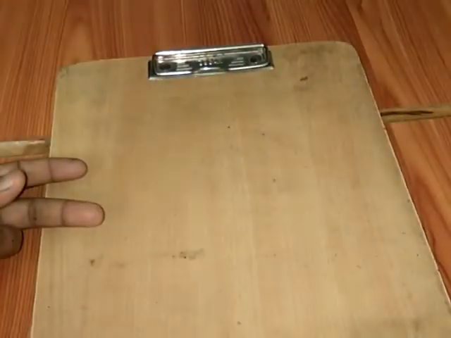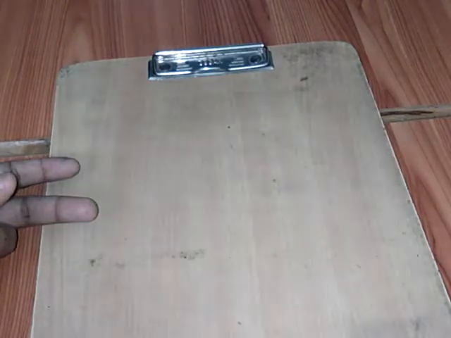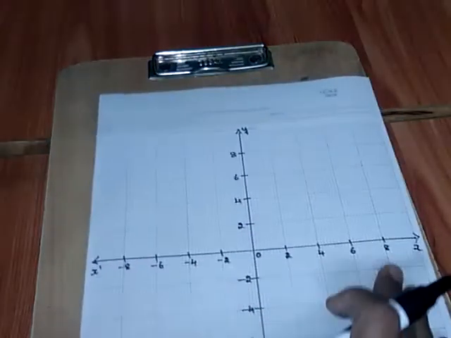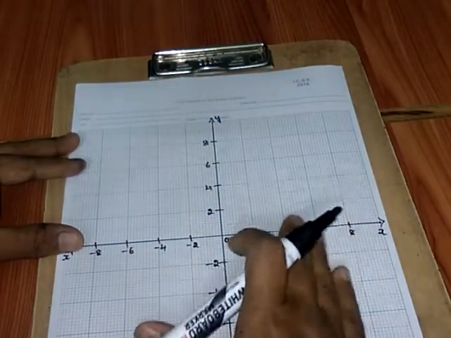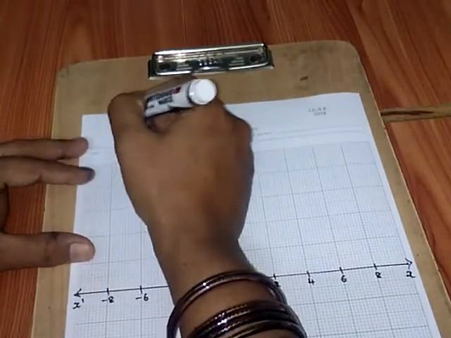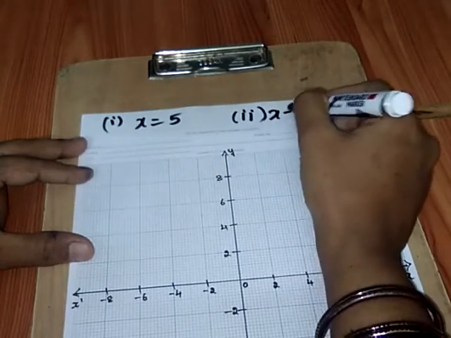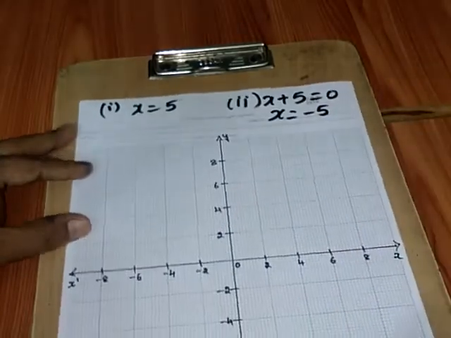In the first exercise, you are going to repeat the same steps. Kindly look at your textbook, children. Exercise 27A, page number 326. The first question: draw the graph for each equation given below. So we need to draw the graph for the given equation. Let me take the first and second equation on one graph. That is question number 1, x is equal to 5, and question number 2, x plus 5 is equal to 0. That means to say x is minus 5.